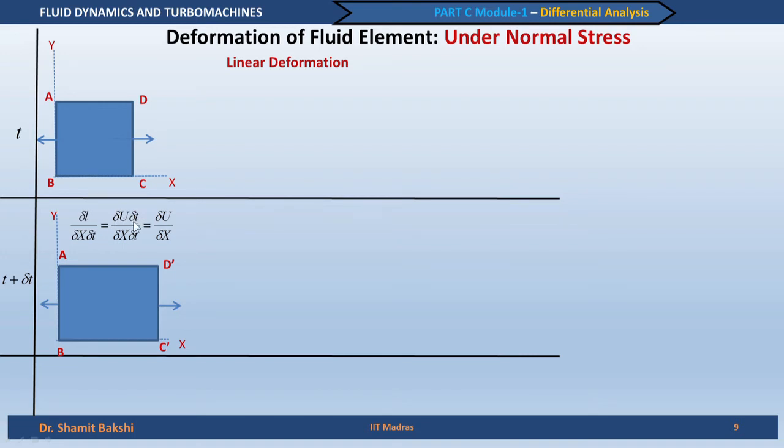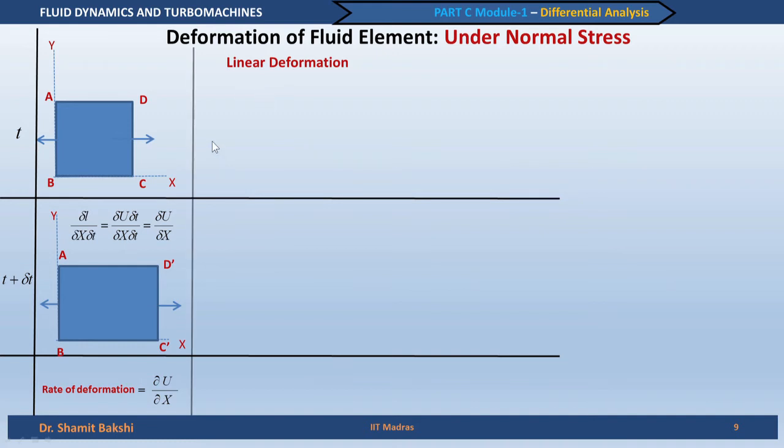That can be easily obtained as delta u, the difference in velocity, multiplied by delta t. Now, if we cancel delta t from the top and bottom, in the limit delta t tending to 0, we can write this as del u by del x. So, this is basically the rate of linear deformation in the x direction.